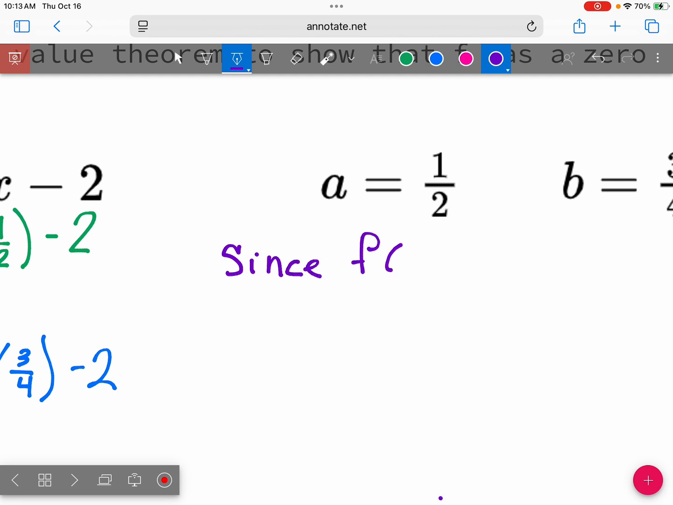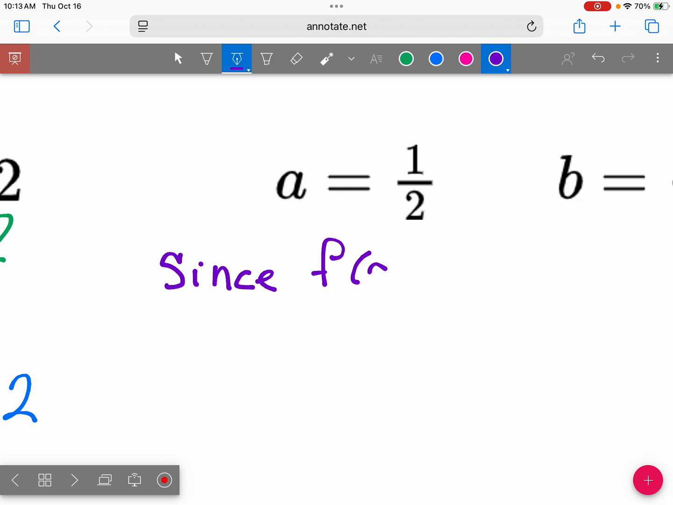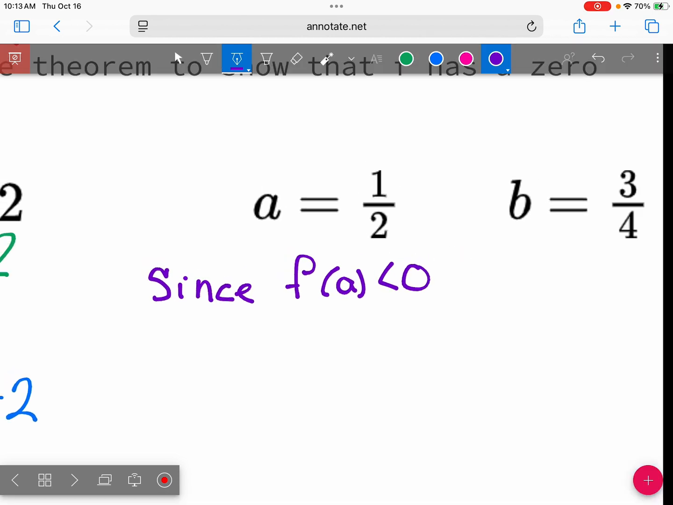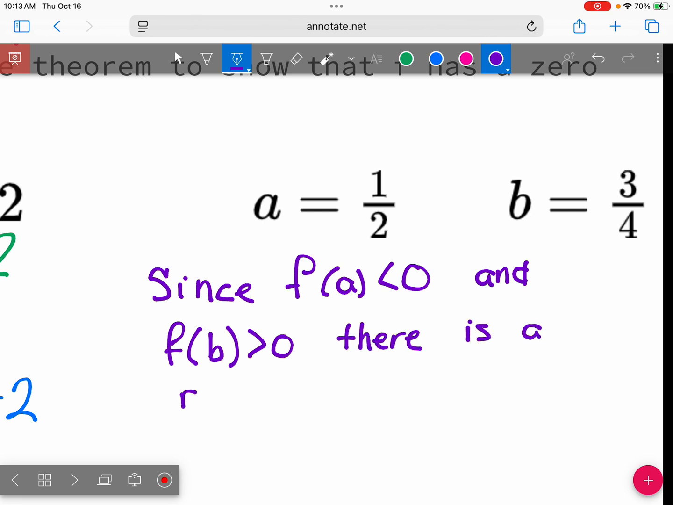Since f of a is less than 0, and f of b is greater than 0, there is a root in the interval. You don't necessarily have to write the word interval as long as you remember that it's between 1/2 and 3/4. It does have a tendency to look like a point. It's not the point, it is the interval between 1/2 and 3/4.